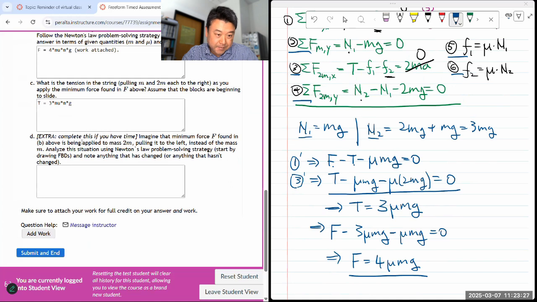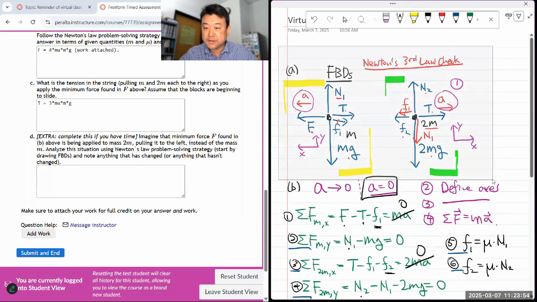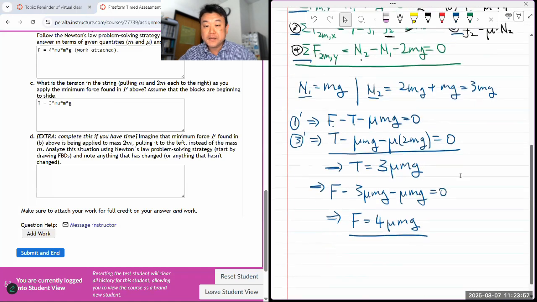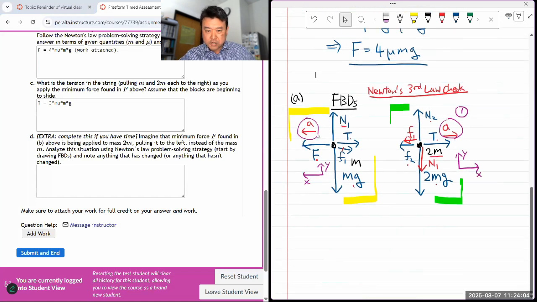Imagine the minimum force found is being applied to mass 2m, pulling it to the left. All right, I will fix that typo. That should not be backticked. I will likely run out of time. When I do run out of time, I'll just finish this part D and have it completed for the sake of having something that I can refer to later. So let me copy it over and make the changes that I need to make. The number 1 change is the directions in which these objects will accelerate.